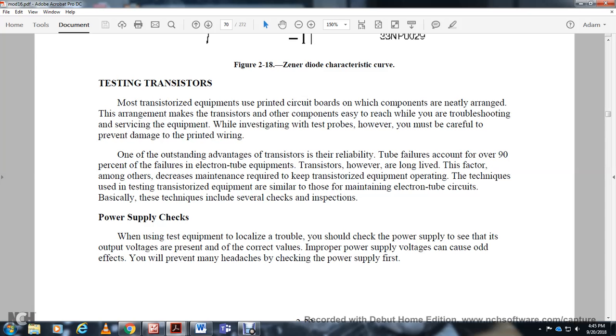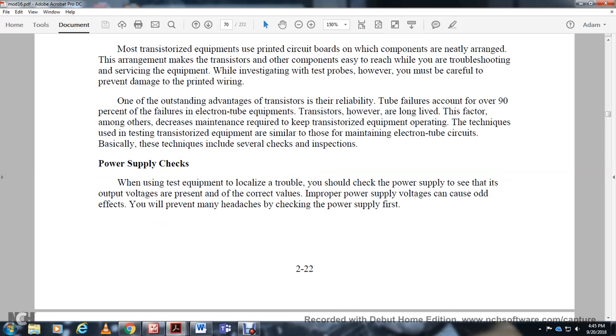This decreases the maintenance required to keep transistor equipment operating. Techniques for testing transistor equipment are similar to maintaining electronic tube circuits, basically detecting trouble through several checks and inspections.